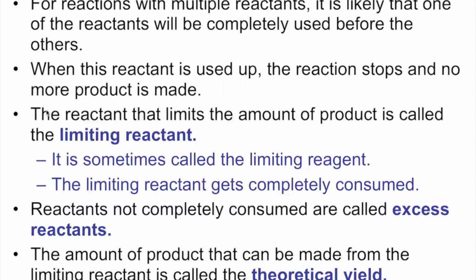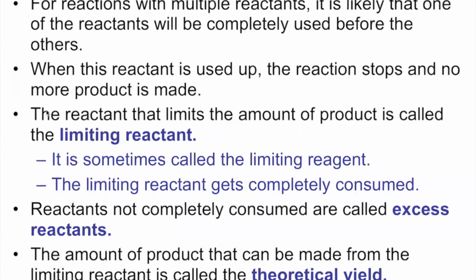So just to give you an example, if you have 3 tires for a bicycle, and I ask you how many bicycles can you make, even though you have extra parts for everything else, your answer will only be 1, because the tires that you have limit how many bicycles you can make. So the tires in this case will be considered your limiting reactant. It will be the reactant that limits how much product you can make.